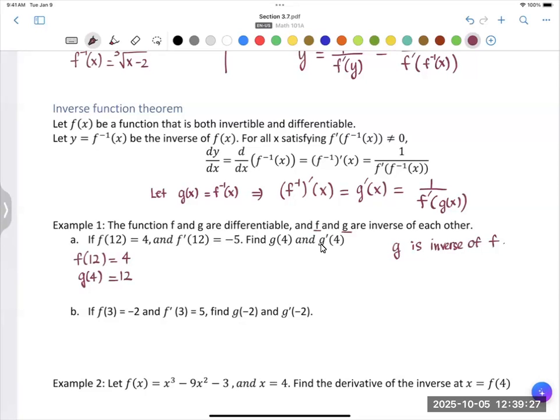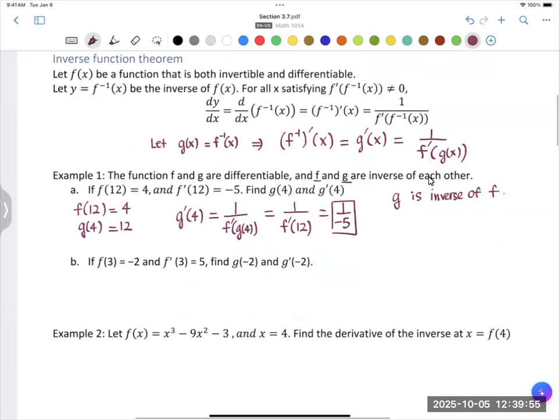And now what is g prime of 4? g prime of 4 is going to be equal to, if we use this formula, 1 over f prime of g of 4. And we already know what g of 4 is. g of 4 is 12, so it's going to be 1 over f prime of 12. And everything is just there. You have f prime of 12 is negative 5, so 1 over negative 5. So that is how we solve the problem using the formula.